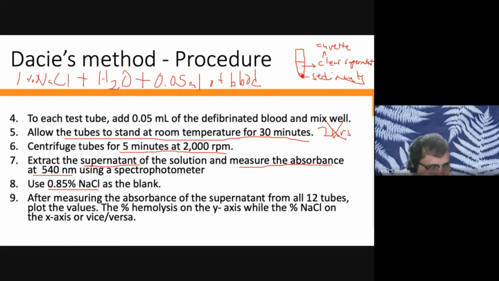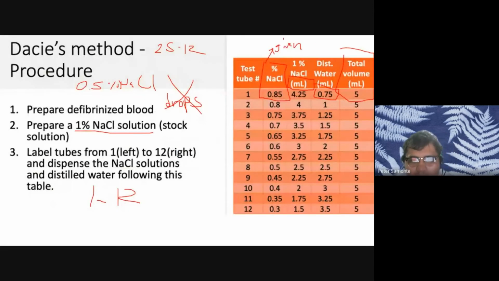What is that 0.85 sodium chloride, sir? Now, let's take a look at this. Your 0.85 sodium chloride, class, is your tube number 1. This is your blank. This is what you will use as the blank. Okay? So if you are asked in your exam, what tube would be used as the blank in your DASIS method? It is your tube number 1.